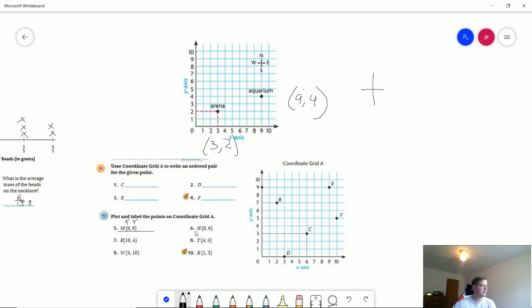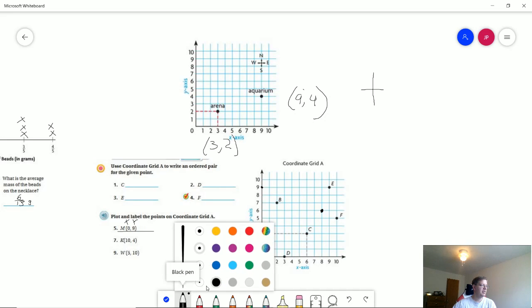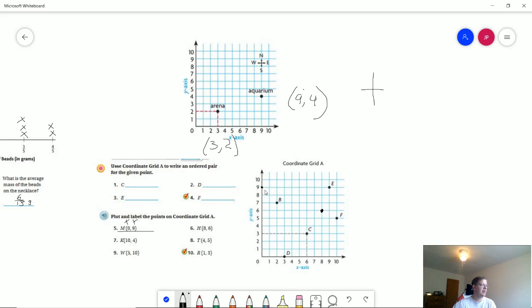And then let's go ahead and do this one. So if I were going to make point H, I would come out here to the 8. And then I would count up until I get to 6, and I double check to make sure that everything's lined up right. And then I would go ahead and put down my dot. And then I can go ahead and I probably should label these as well. So M would be here, H would be here.